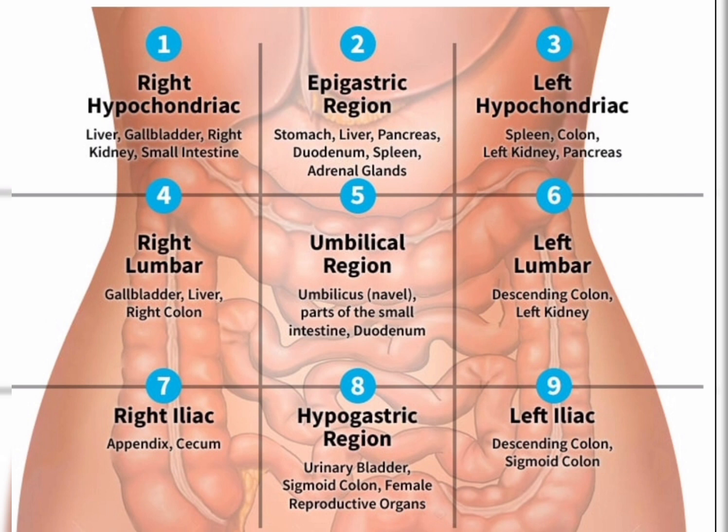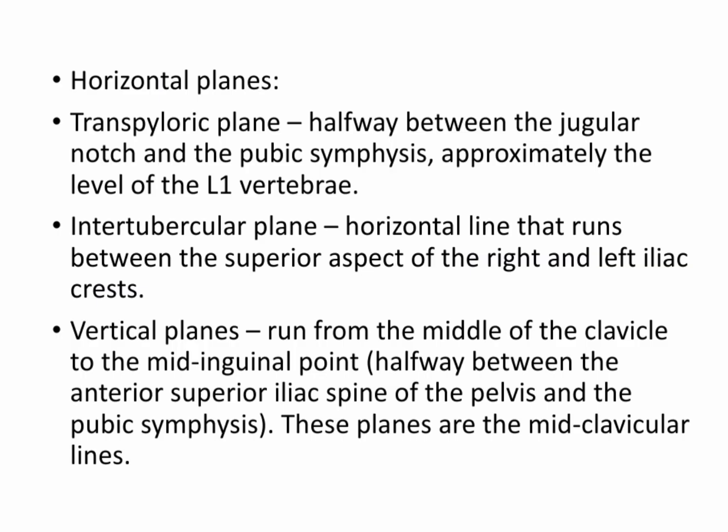These are useful clinically for describing the location of pain, location of viscera, and describing surgical procedures. The 9 regions are formed by 2 horizontal and 2 vertical planes. Looking at the planes, we have the horizontal planes, which are the transpyloric plane and the intertubercular plane. Then we have the vertical planes.